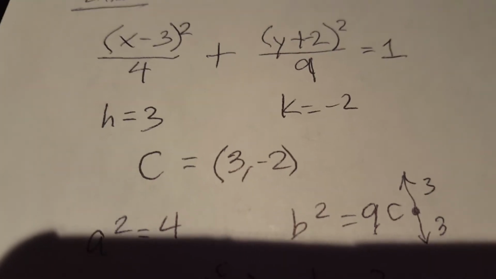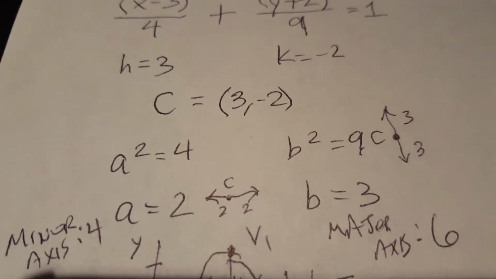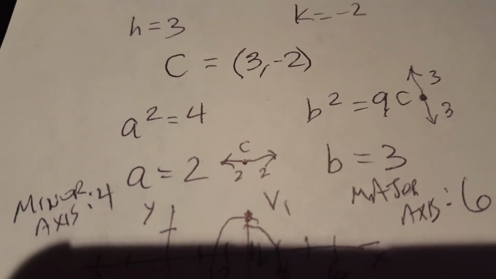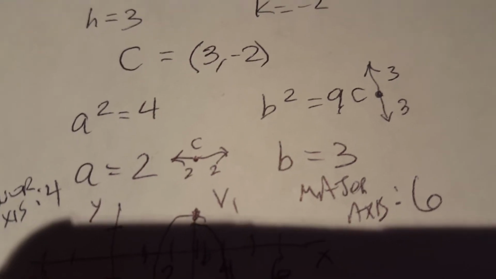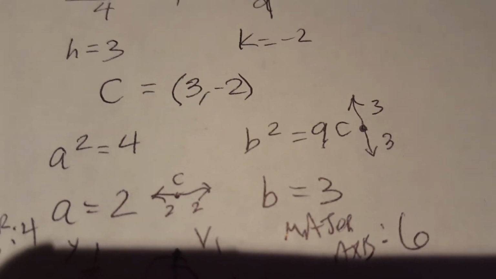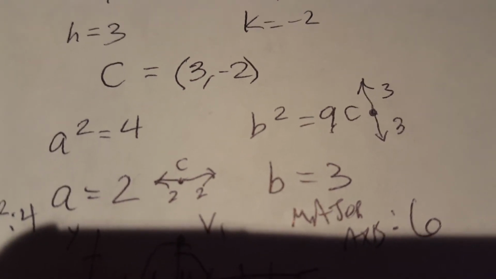So, of course, I found my center: 3, negative 2. My a squared was 4, the square root of 4 is 2. So that means from my center, I'm going to the right and the left 2 places. The b squared is 9, the square root of 9 is 3. So from my center, that means I'm going to go up and down 3.